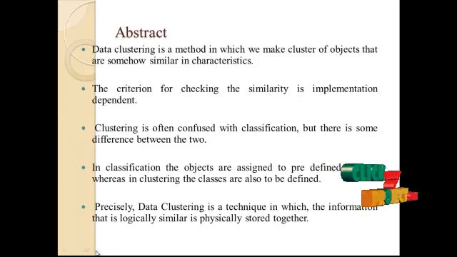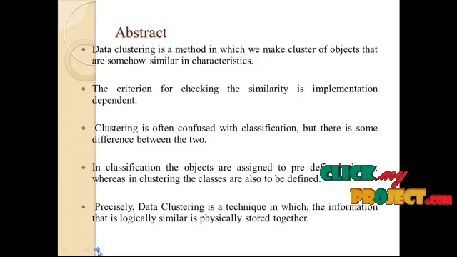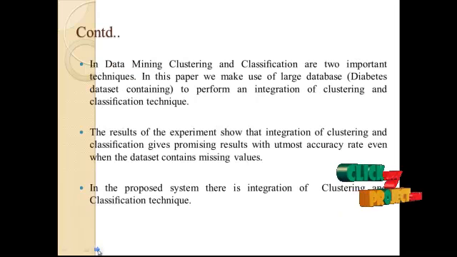Previously, data clustering is a technique in which the information that is logically similar is physically stored together. In data mining, clustering and classification are the two important techniques. In this paper, we make use of large databases, the diabetes dataset, to perform an integration of clustering and classification techniques. The results of the experiment show that the integration of clustering and classification gives promising results with utmost accuracy rate even when the data set contains missing values.